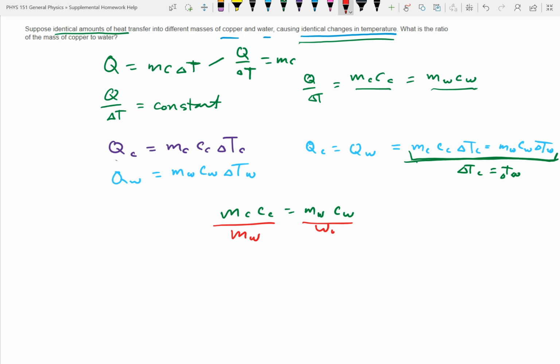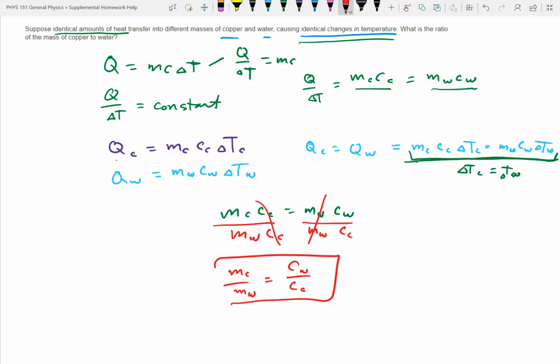I put W instead of M. So that's going to cancel. Let's get this C out of the way. So that cancels. I have mass of copper over mass of water is equal to the specific heat of water over the specific heat of copper.